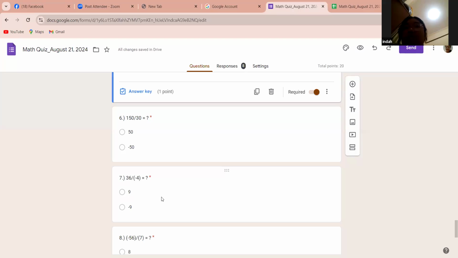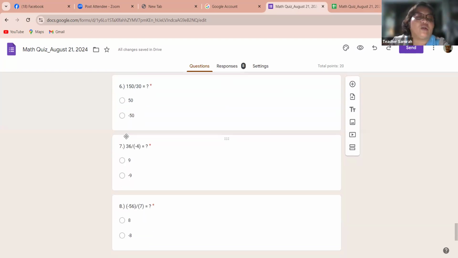Negative. Okay, so in other words, if we are going to divide two same sign integers, the quotient will be positive. While if you are going to divide two different sign integers, then the quotient will be negative. So it is actually the same with the multiplication rule.